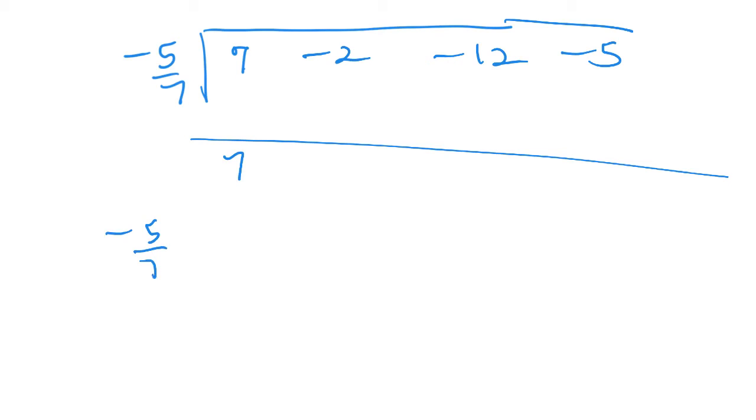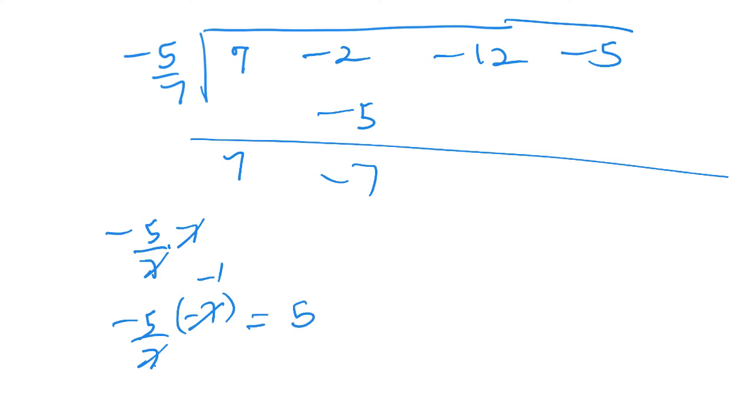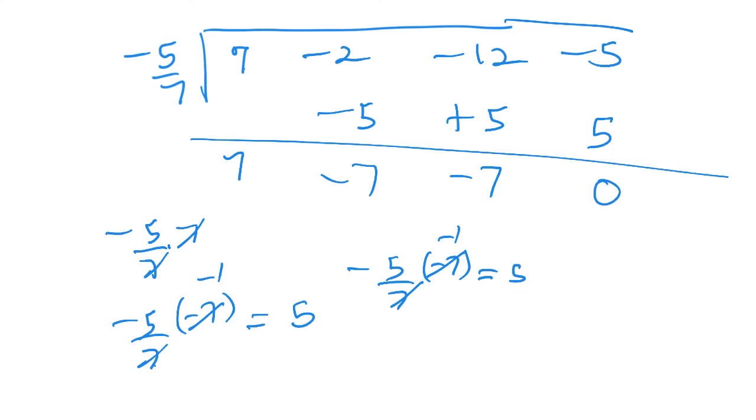All right, minus 5/7 times 7. The 7 cancels, leaving me with negative 5. Hot dog! Negative 5/7 times negative 7. So that cancels the 7 in the denominator with the negative 7 and gives me negative 1. So I get a positive 5. Negative 5/7 times negative 7 is going to give me a positive 5. Gives me a remainder of 0.